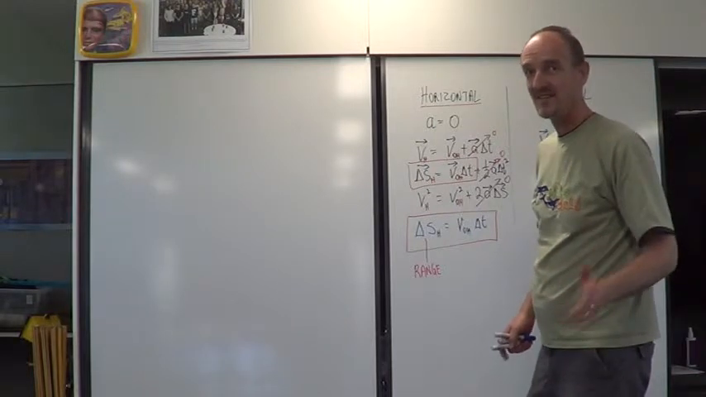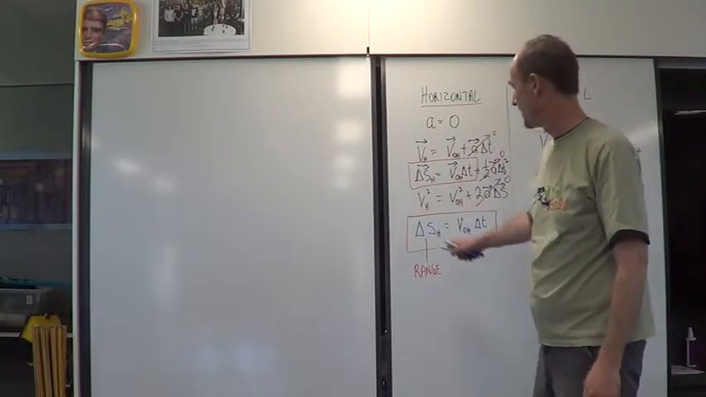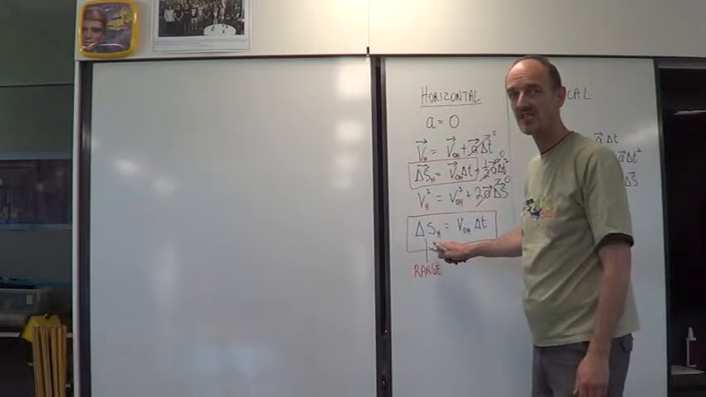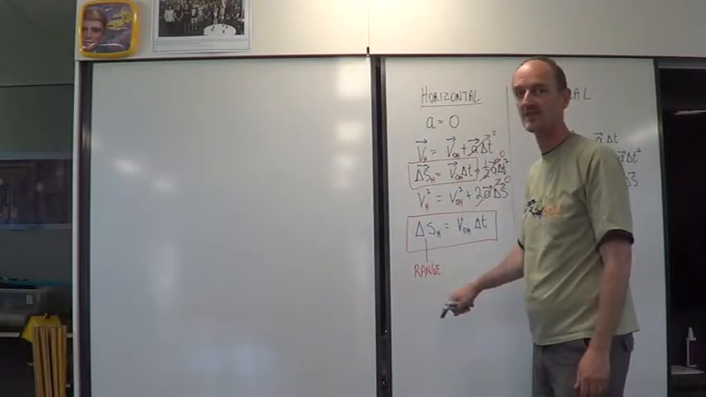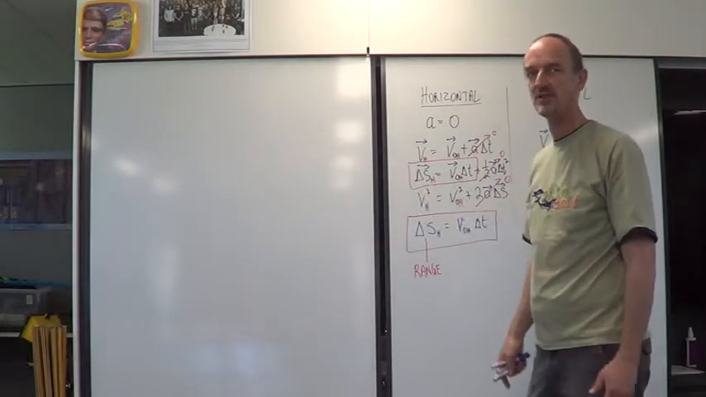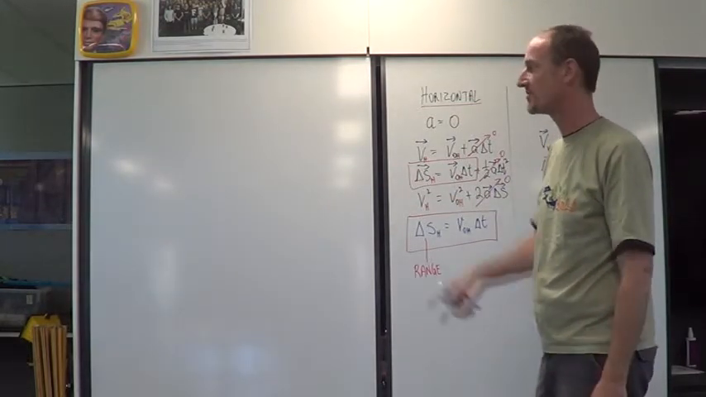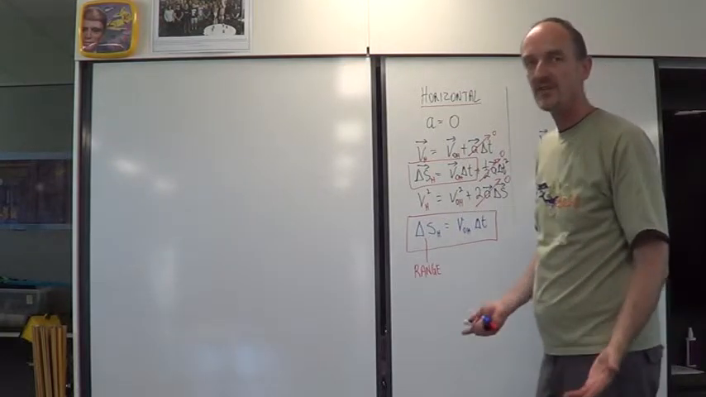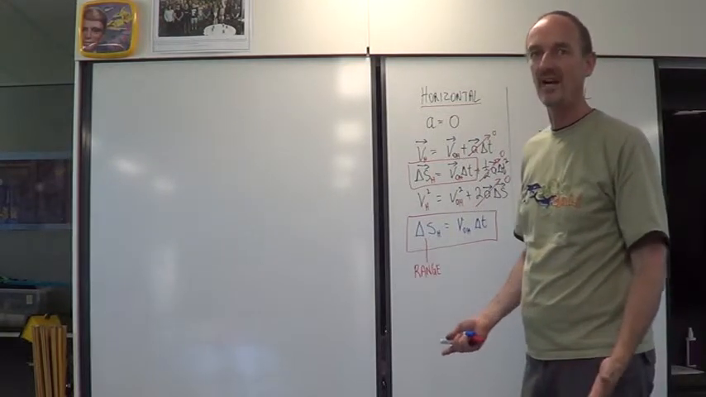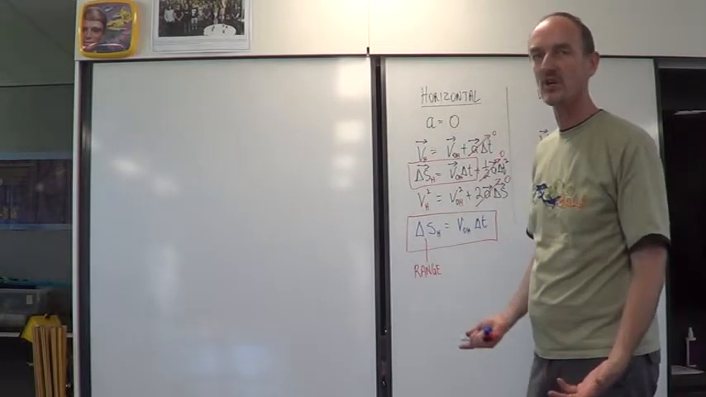I forgot to mention that the horizontal displacement actually has a special word, and we call it the range. Okay, so it's kind of like a firing range. You know, it's the distance that the object travels in the horizontal. So we move now to the vertical part of the motion, the one that's affected by gravity.